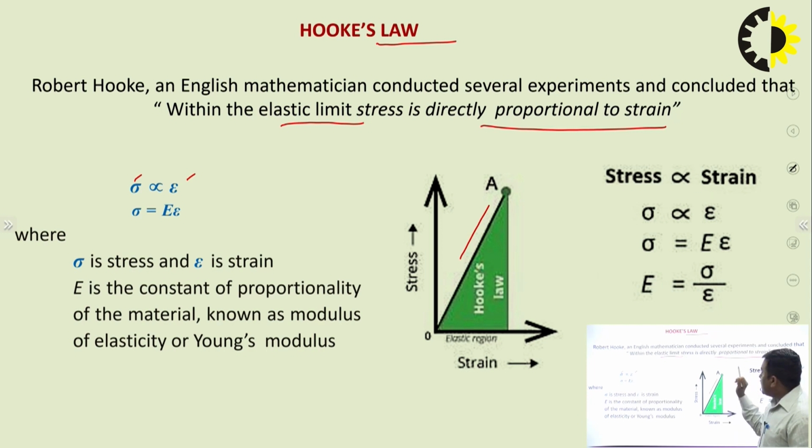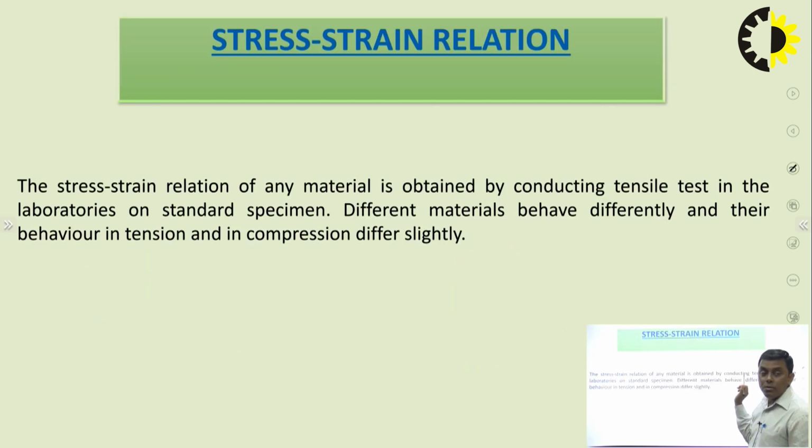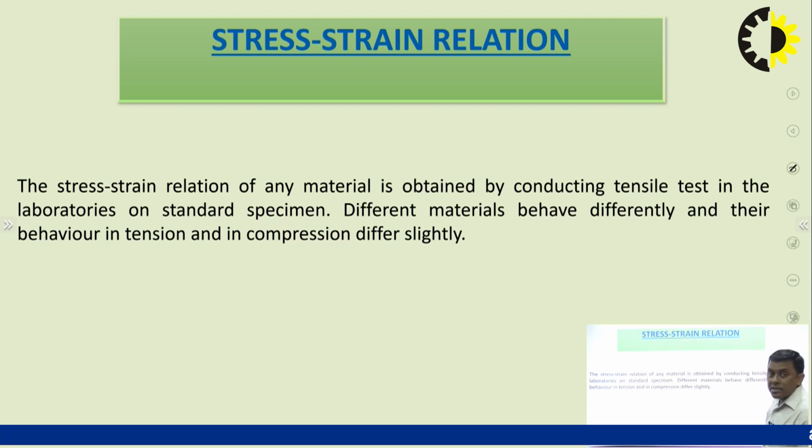Now I am moving towards finding out the stress-strain diagram for mild steel, a ductile material, in the universal testing machine. The stress-strain relation of any material is obtained by conducting a tensile test, and because I have chosen a ductile material, which offers more tensile strength, the tensile test is preferred. It is obtained in the laboratory under the UTM with a standard specimen.